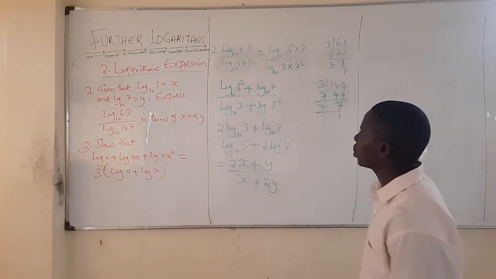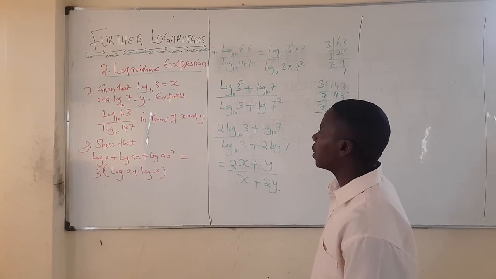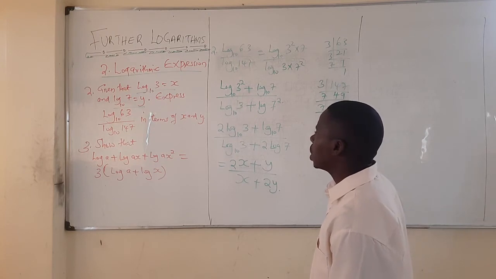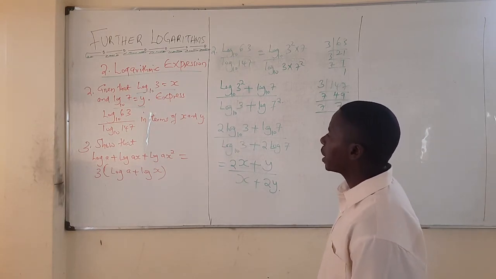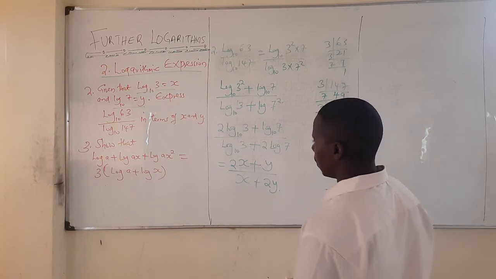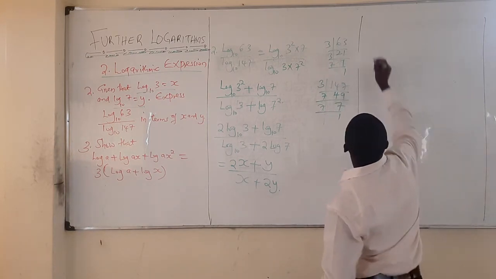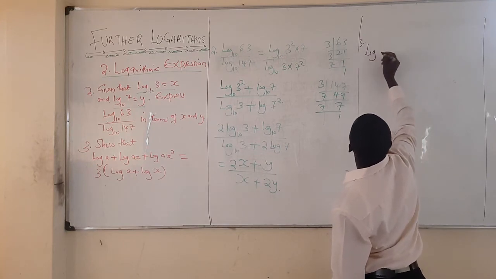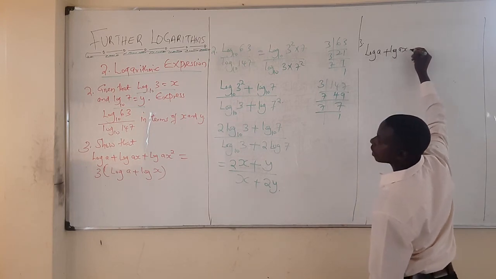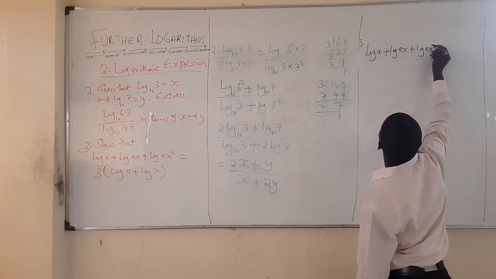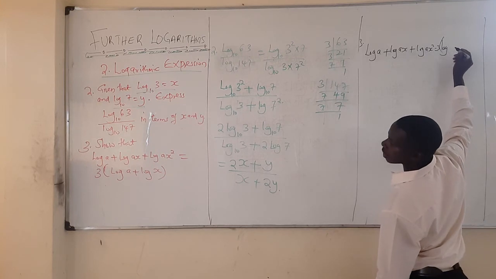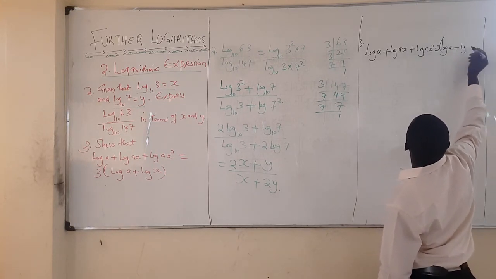Lastly, let's look at the last part. We have to show that the log of a plus the log of ax plus the log of ax squared is equal to 3 into bracket log a plus log x. So we can start with the left hand side there. We have the log of a plus the log of ax plus the log of ax squared.